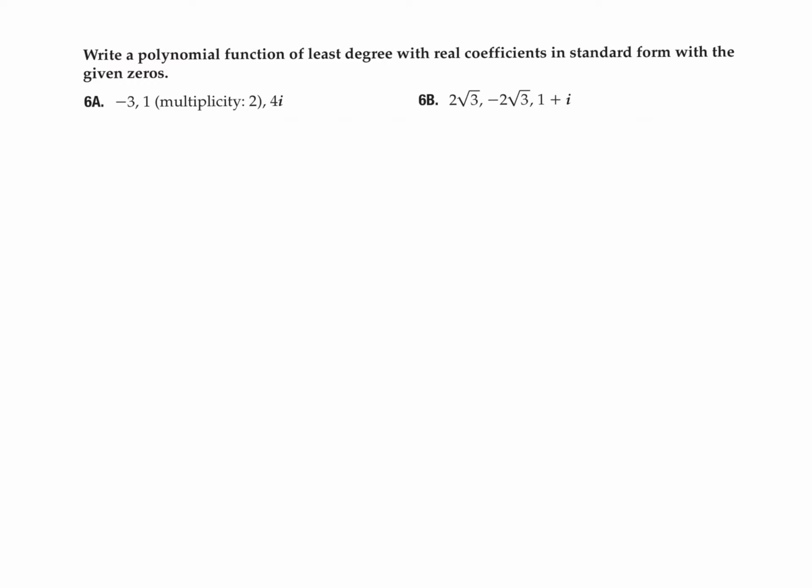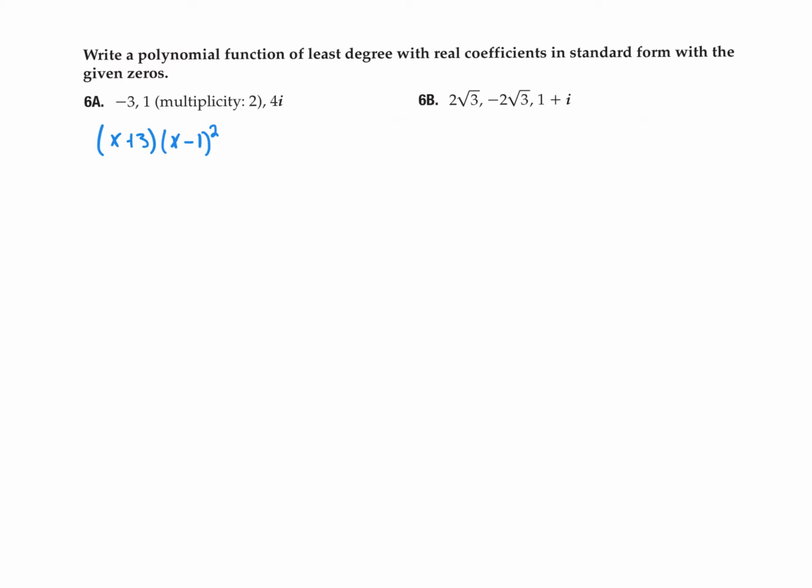So it says write a polynomial function of least degree with real zero coefficients in standard form with the given zeros. So right here, I have a negative 3. So that means I'm going to have this factor, x plus 3, because if I plug negative 3 into that, that would make it 0. Since I have 1 as a factor, I know x minus 1 would be a factor of that. And notice it says multiplicity 2, which means I need to square that one.